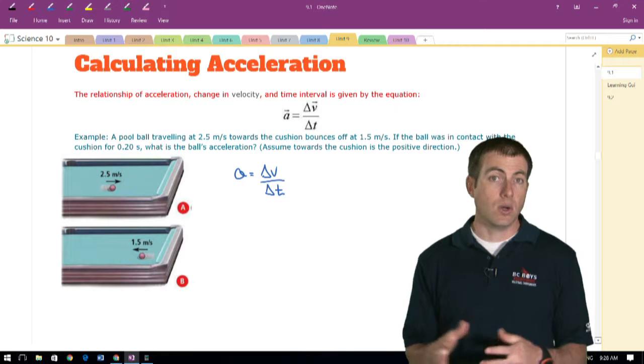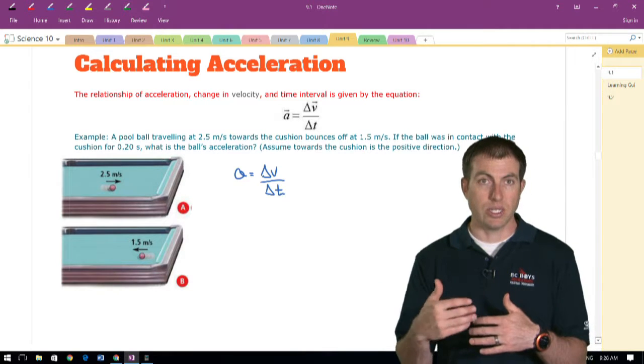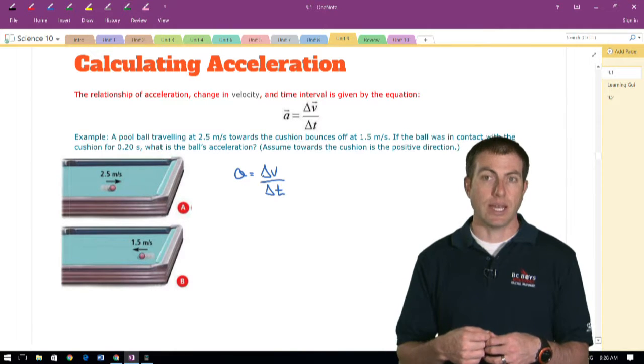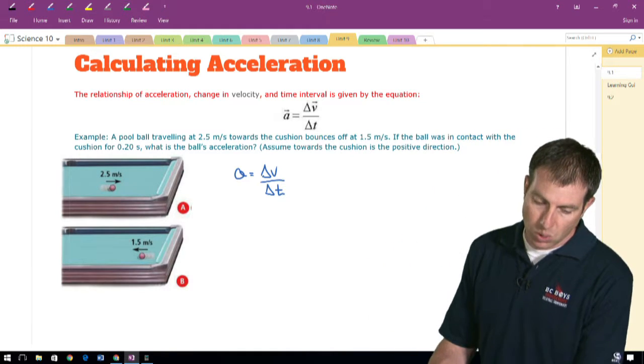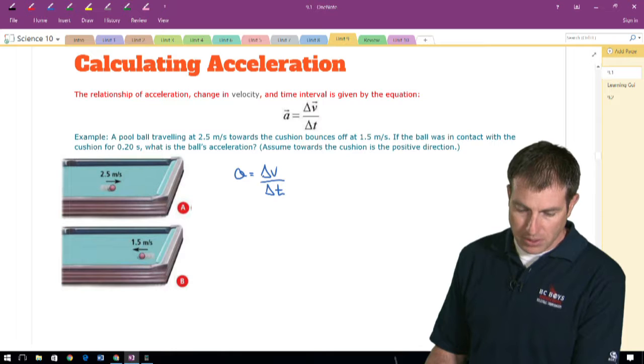We want to figure out how fast it took it to change that velocity, and then we can actually calculate something called the acceleration of the ball. So maybe not the best example to start with, but we'll do it anyways.